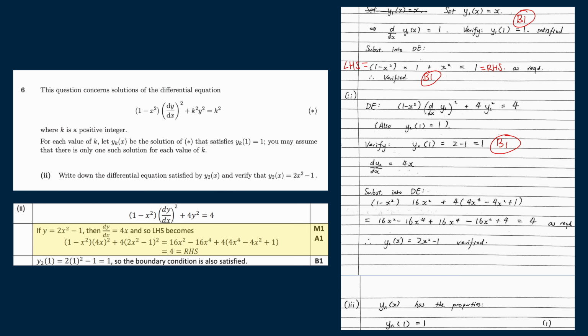And then there's an M mark and an associated A mark for plugging in. So clearly they've computed the derivative correctly. Again, they've told me that they're substituting it into the differential equation, and they've done so correctly. So they've said what the dE is, and they've obviously just subbed in for dy by dx and also for y squared.